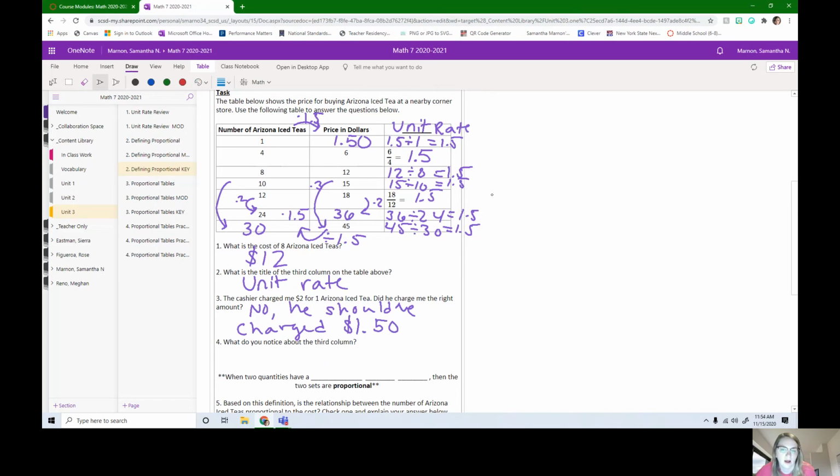What do you notice about the third column? If we look at this third column, the unit rate all the way down, they're all the same.